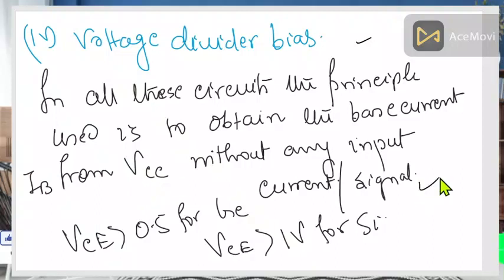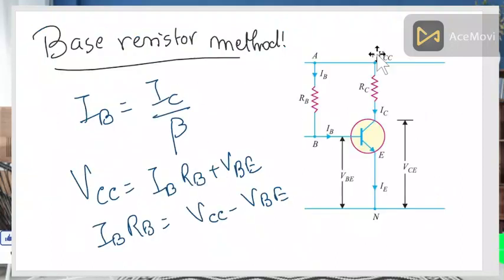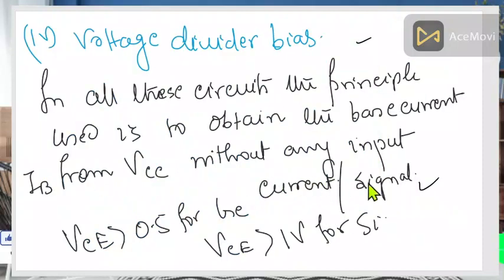Without any input current or signal, I am showing you the circuit. This is the circuit. The base current is provided by this battery, that is the VCC, the battery that is used to reverse bias the collector junction. You are not obtaining any current from the input signal, so it is written here without any input signal. And what you have to take care is that the collector emitter voltage must be larger than 0.5 volt for germanium, and it must be greater than 1 volt for silicon based transistors.